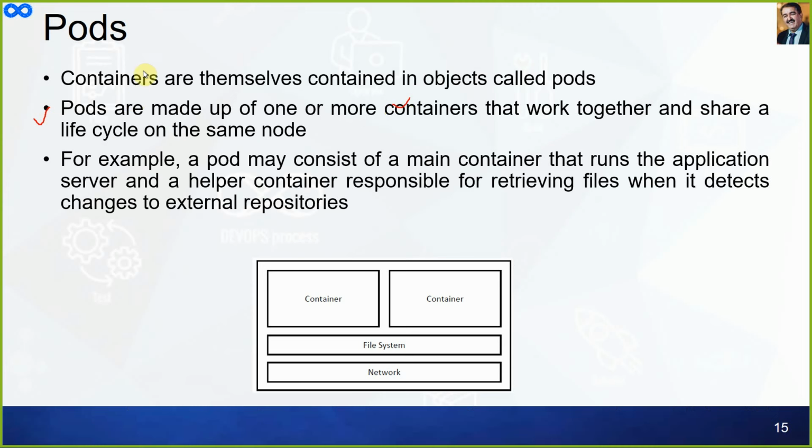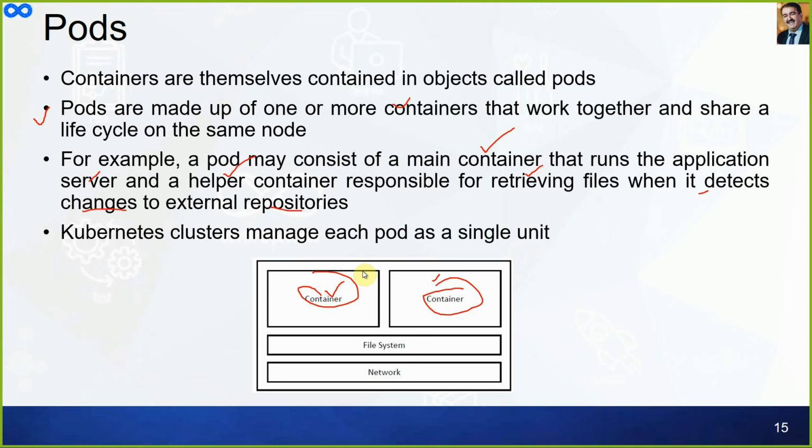For example, a pod may consist of a main controller that runs application server and a helper container responsible for retrieving files when it detects the changes to the external repositories. Like this, this is a helper container, this is a main container, and this is taking care of the storage part. So Kubernetes cluster manages each pod as a single unit. So the minimum manageable unit in Kubernetes is a pod.